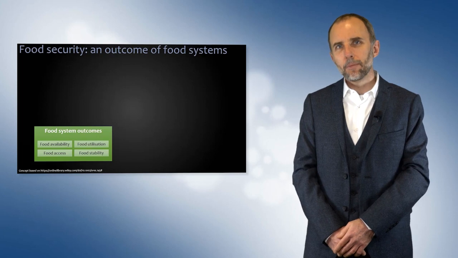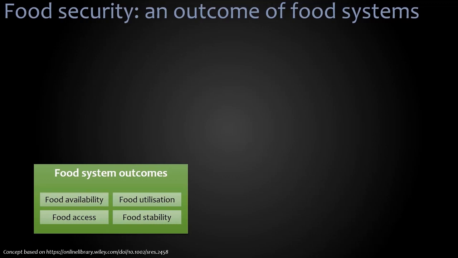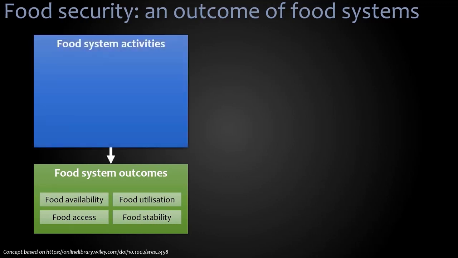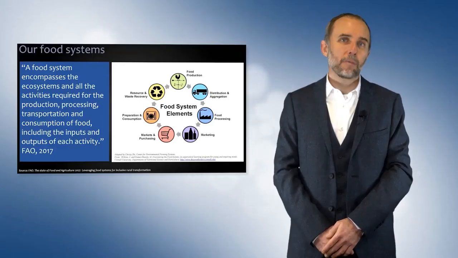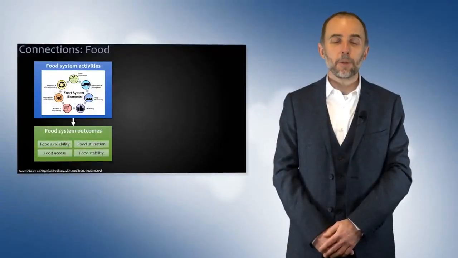Our food security depends on our food systems. So in order to have these outcomes of available, utilizable and accessible food, we need to have food system activities that enable that. What does a food system look like? A food system has multiple elements, from the production of food to its distribution, its processing, its marketing, its sales, our consumption of it, and sometimes our recycling of certain parts of the food that we consume. The food system encompasses all of that and all of the activities that link them together. So these food systems lead to our food system outcomes.